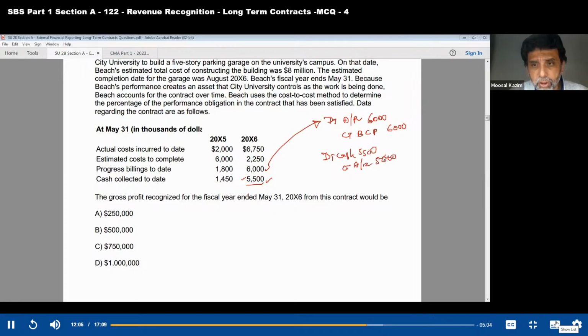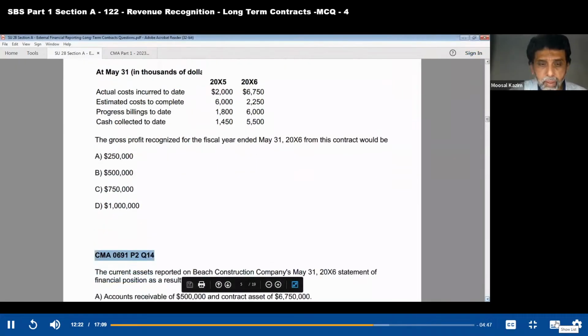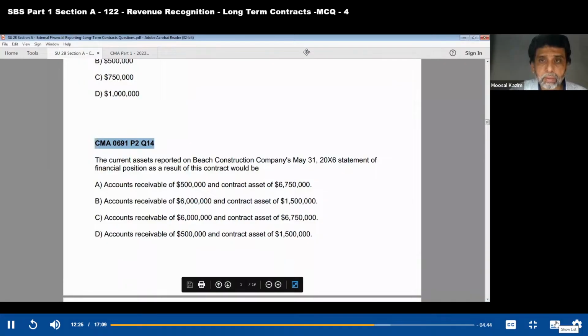So the AR should be having 6,000 was billed and they received cash. So AR should be having a 500,000, right? So 500,000 should be the AR. So let's go and see the answers. There are two answers with 500,000. So we can blindly eliminate these two answers. So it should be one of these answers. Now let us see the contract asset, which is the CIP.